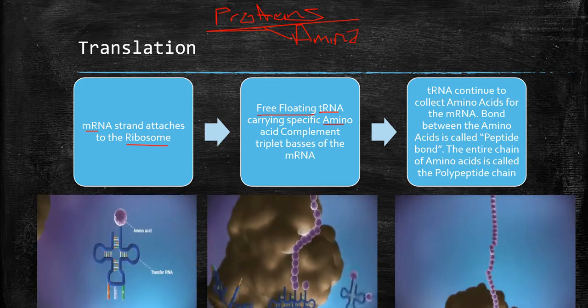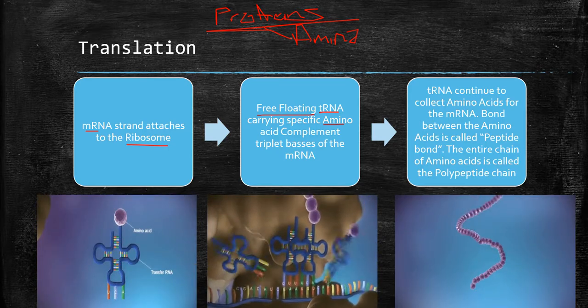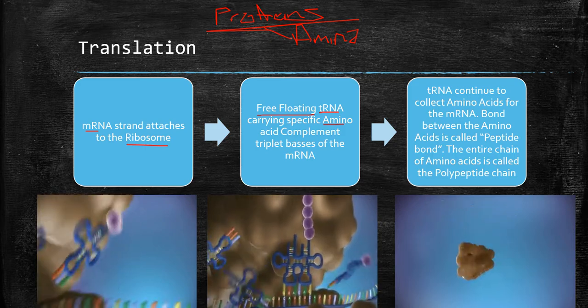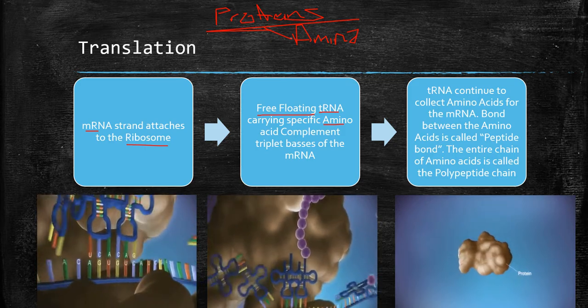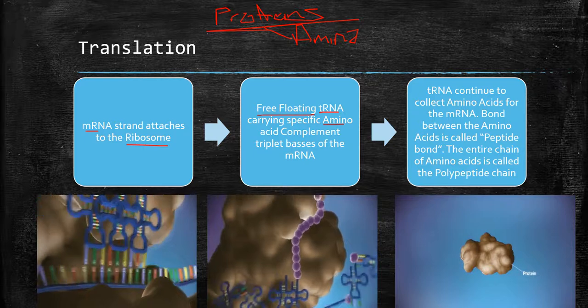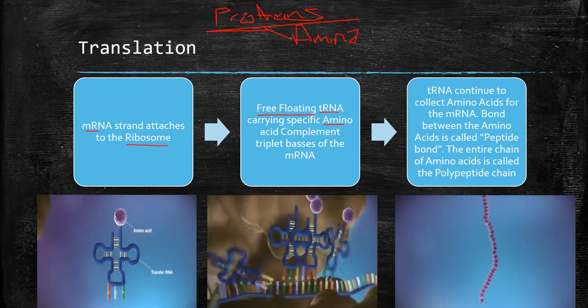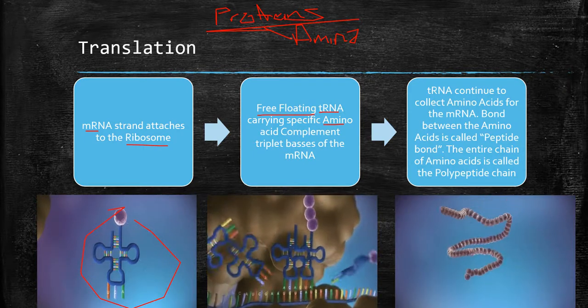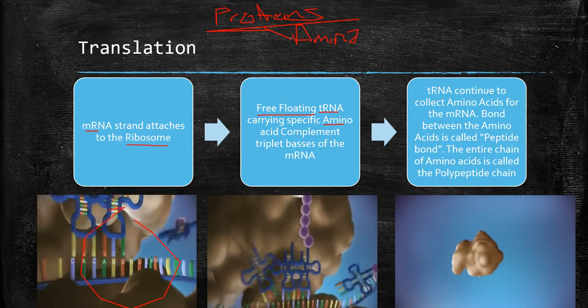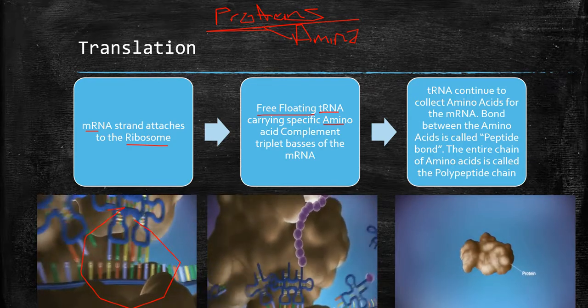These are the building blocks of proteins. Now, amino acids are found in the cytoplasm, carried by tRNA strands. Let's take a look at this motion picture. This is a tRNA strand, and it's carrying an amino acid.